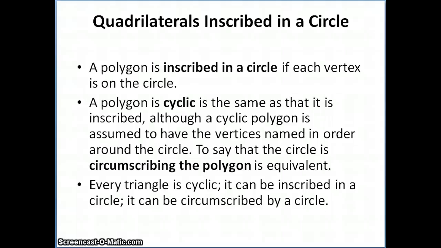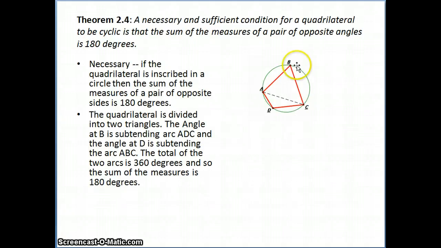So there are two different things. A polygon is inscribed in a circle, so contained in a circle, or a circle is contained in the polygon. If we look at this picture, we have a circle and an inscribed polygon. We want to prove this theorem: a necessary and sufficient condition for a quadrilateral to be cyclic is that the sum of the measures of a pair of opposite angles is 180 degrees.